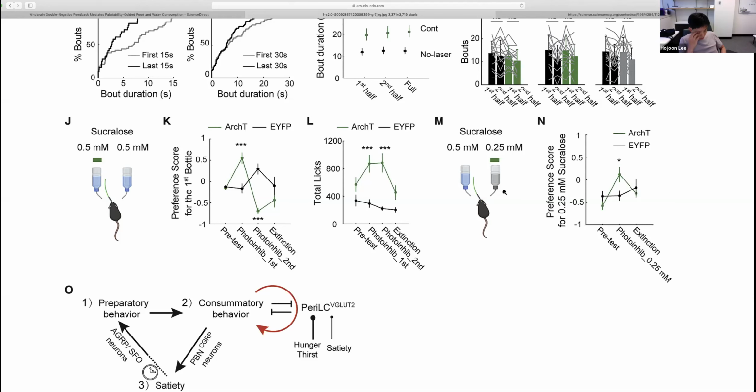So K shows that. First they start with the bottle which they do not prefer, and then inhibition leads to the preference of this bottle. Okay, it shouldn't be treated as a chance level, right? 0.5. Yeah, it's not a chance level. They have a formula. I may have a concern about the photo inhibition, but I have to look at it.